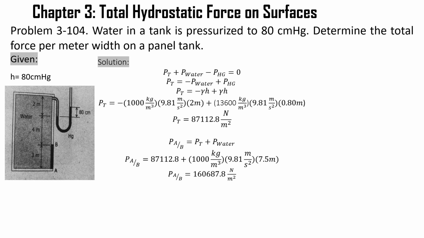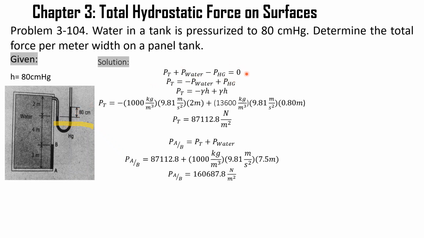So we are going to solve first for the pressure of our tank. To solve that, we are going to use this figure. We assume that if it is going downward, it is positive, and if it is going upward, it is negative. So we have here PT, or the pressure of our tank, plus the pressure of water. This one is cancelled since same type of fluid and same height. So we have pressure of our tank plus pressure of water minus the pressure of mercury is equals to 0.